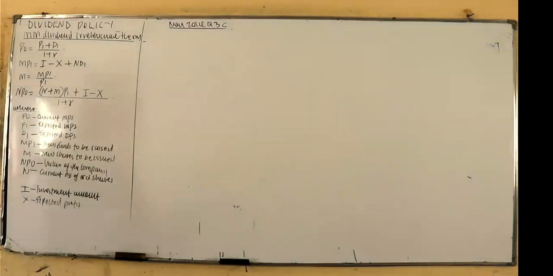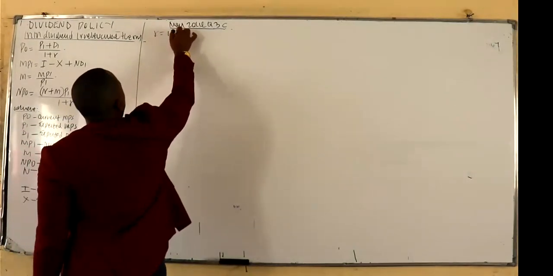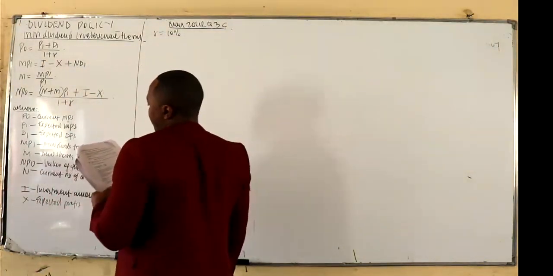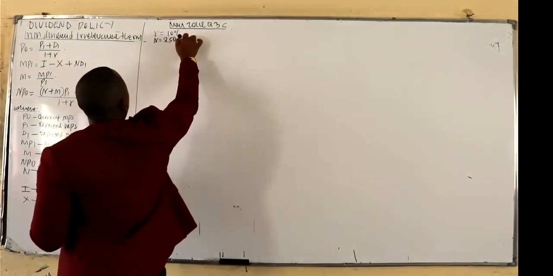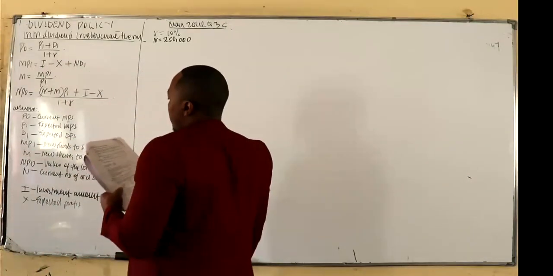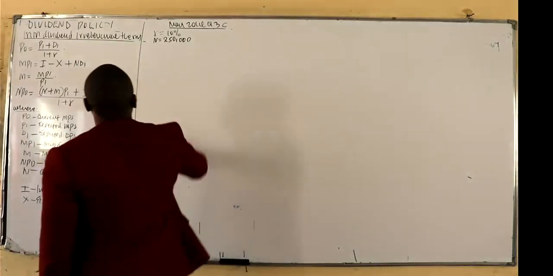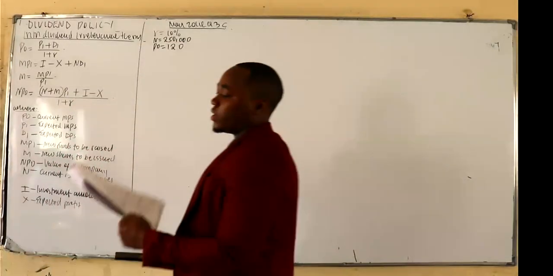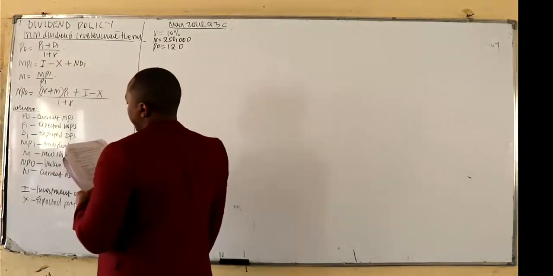Baraka Limited has a cost of capital of 10%. Now that's R. The cost of capital is 10%. And the company has 250,000 shares. Now that's N. N is the current number of shares. The shares are quoted at the security exchange at 120 shillings per share. So that is P0. So currently they are quoted at 120. The company earnings per share is 10.